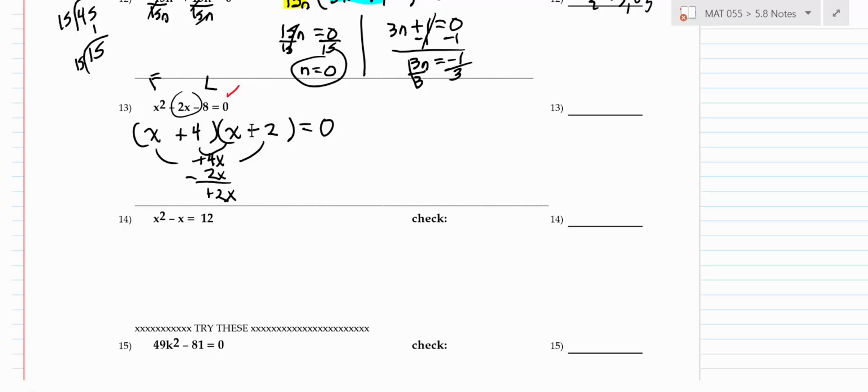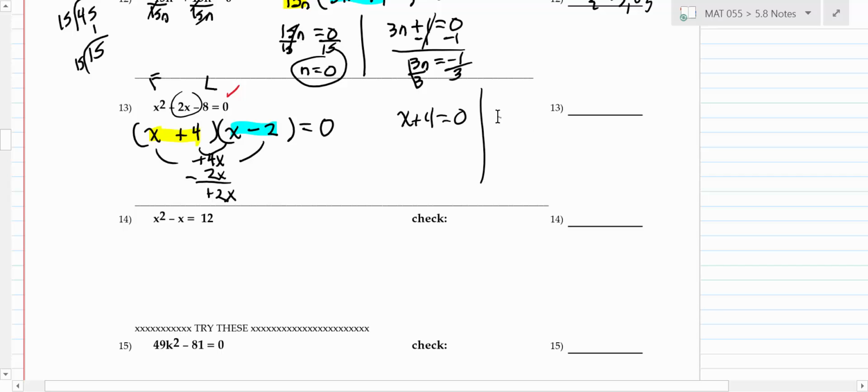Take each factor, set it to 0. So what we do now is we're going to let that be 0, and we're going to let that be 0. So we'll have x plus 4 equals 0, and then x minus 2 equals 0. What are the two answers? Just do that in your head. What are they? 2 and -4. Good. When you get down to that point, most of the time you'll be able to just finish it in your head. So we got -4 and 2 like that.